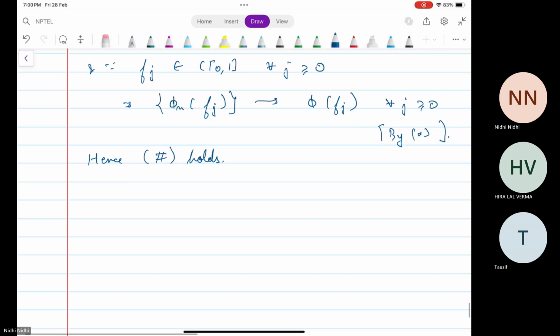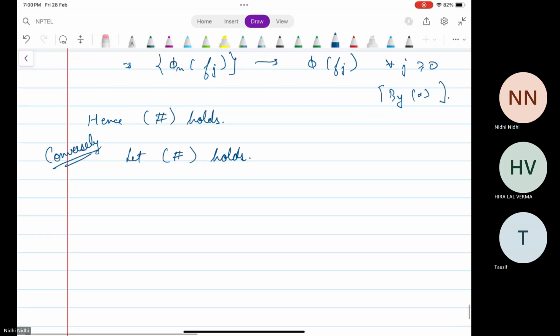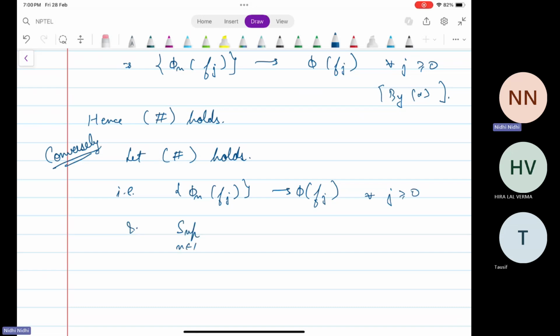Conversely, let hash hold. That means we have the two conditions. Now that means phi n fj converges to phi fj for every j positive, and supremum n in N, I can directly replace that sum by norm phi n, is less than or equal to M for some M positive.